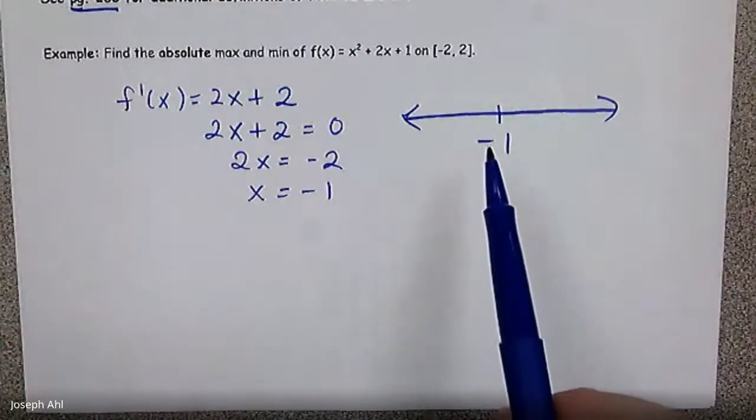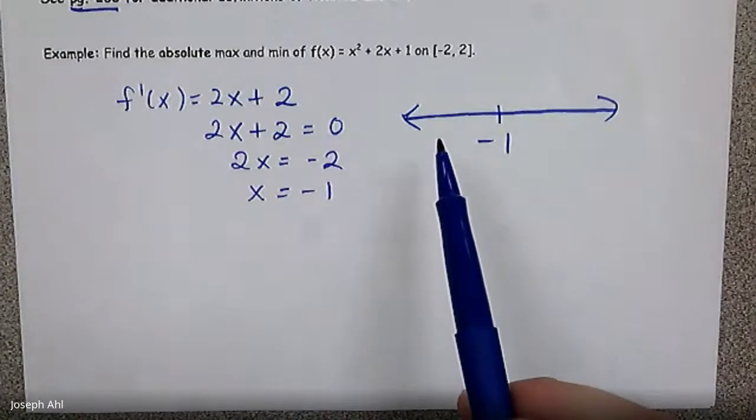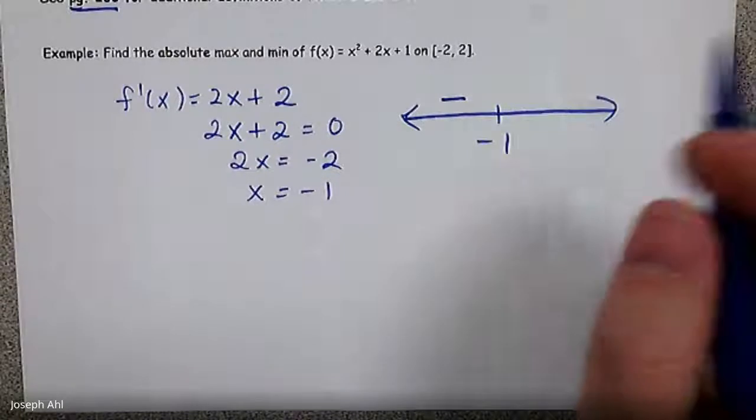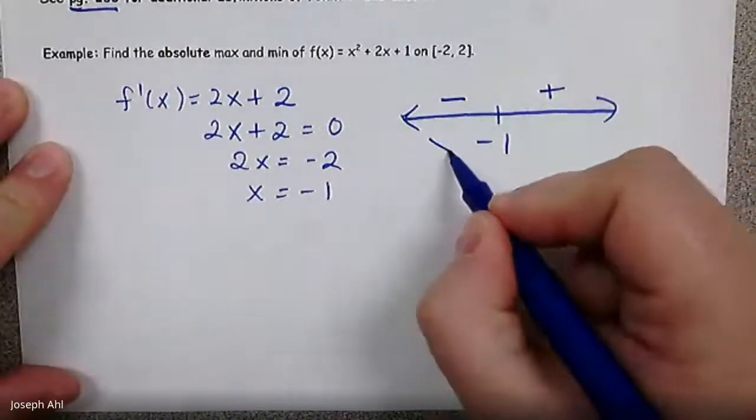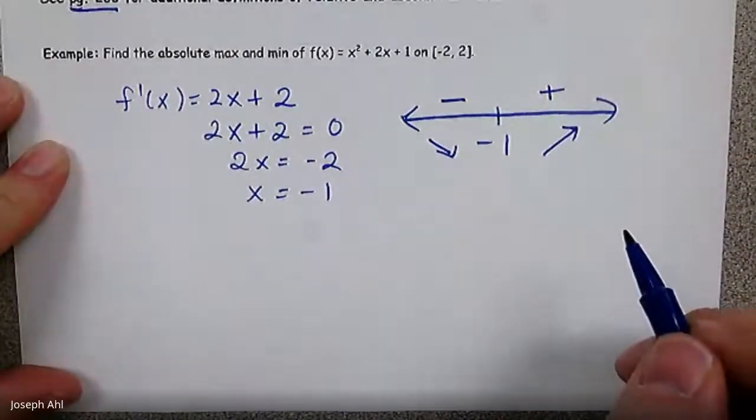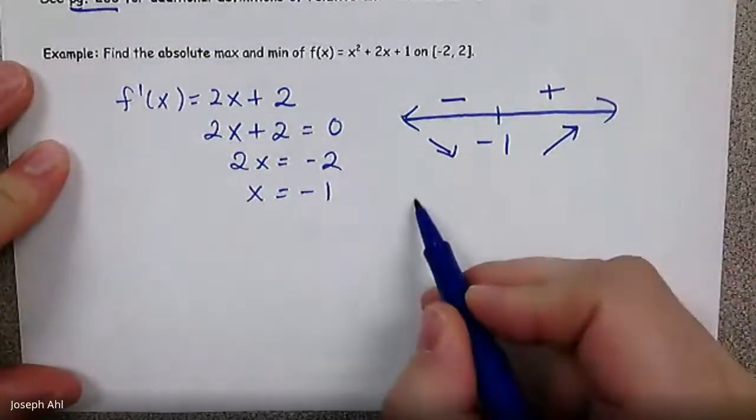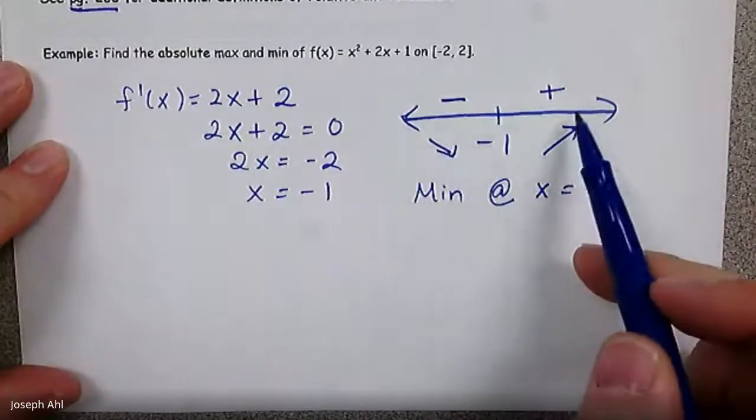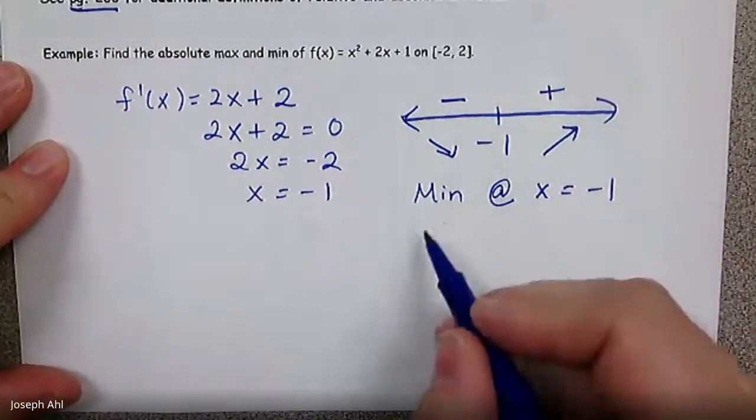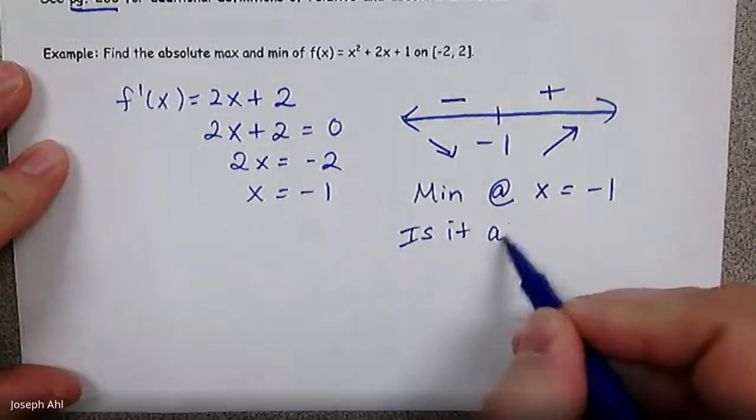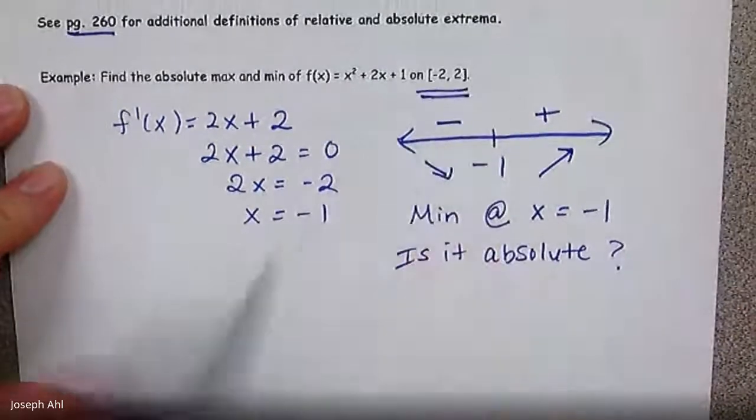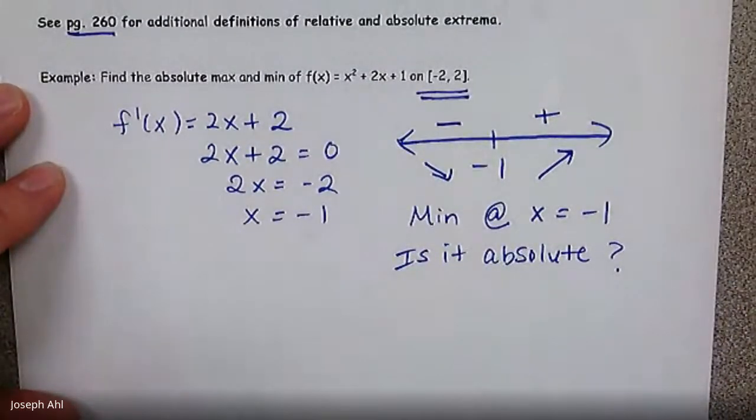So x equals -1. If I do my test and test, let's say -2, 2 times -2 plus 2 is a negative number. If I test 0, we get a positive number. So we see this is decreasing to increasing. And therefore, we have some sort of min at x equals -1 from decreasing over to increasing. But is it the absolute min over this interval from -2 to 2? It's definitely some sort of minimum. Does it happen to be the absolute min?